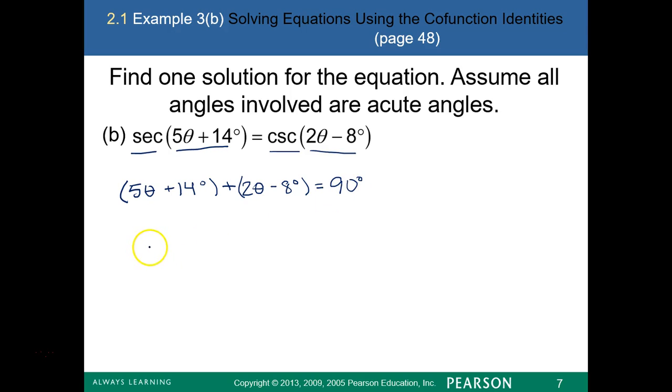Add your like terms and you will get 7 theta is equal to 84 degrees. And then divide both sides by that 7, we get theta is equal to 12 degrees. And we're done.